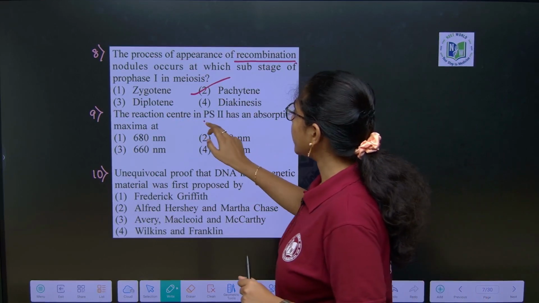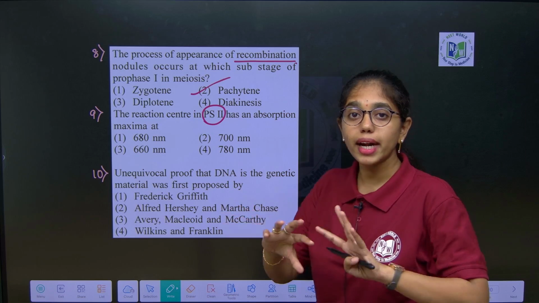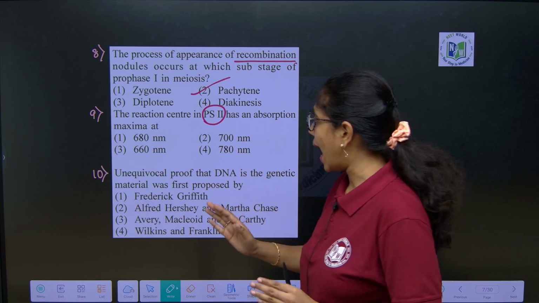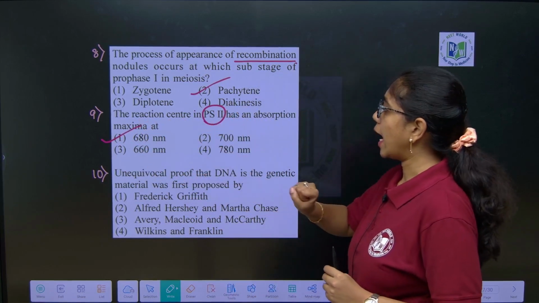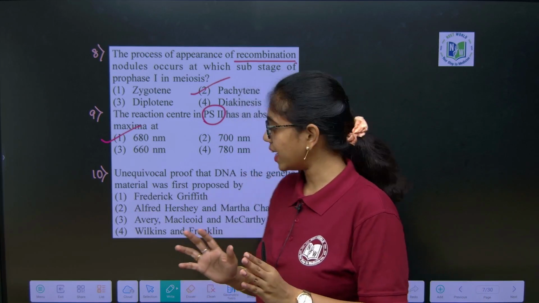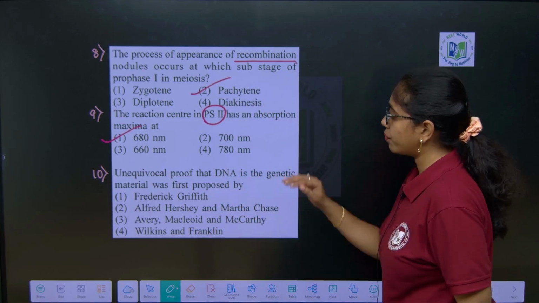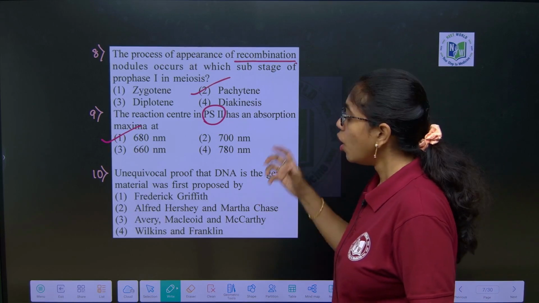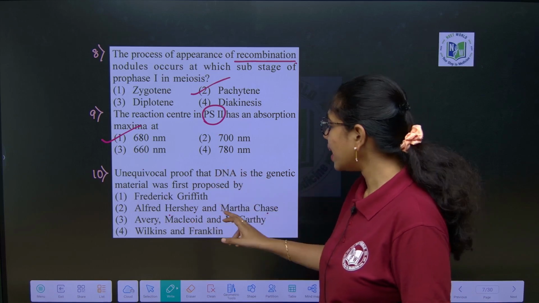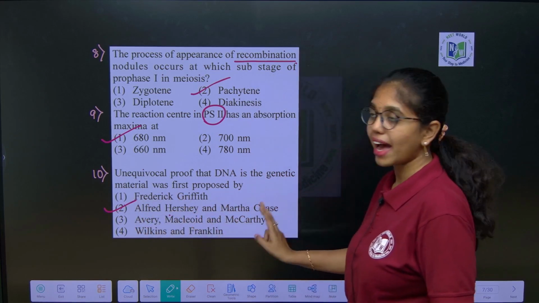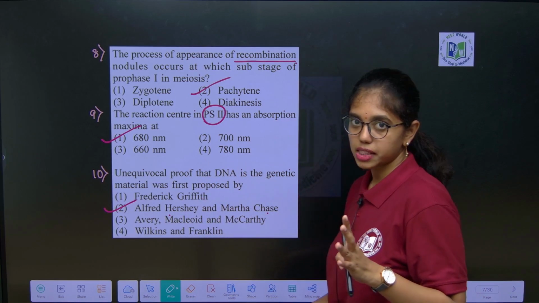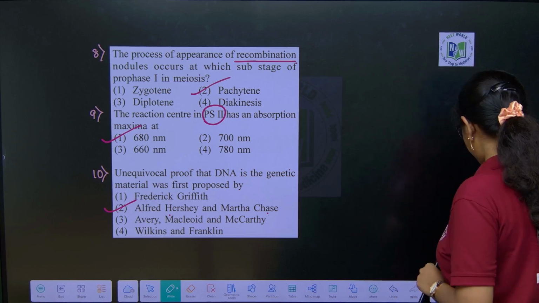Next, the reaction center of PS2 in the thylakoid lamellae or thylakoid membrane has an absorption maxima at P680, or 680 nanometers. If it is photosystem 1, then the absorption maxima is 700 nanometers. Clear? Next, unequivocal proof that DNA is the genetic material was first given by Hershey and Chase. This I am seeing for the second time in the PYQs, okay. That is by the bacteriophage experiment, given by Hershey and Chase.